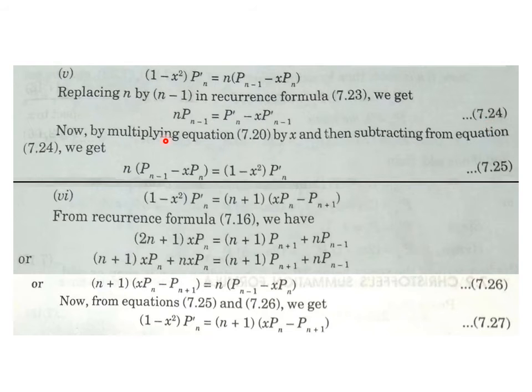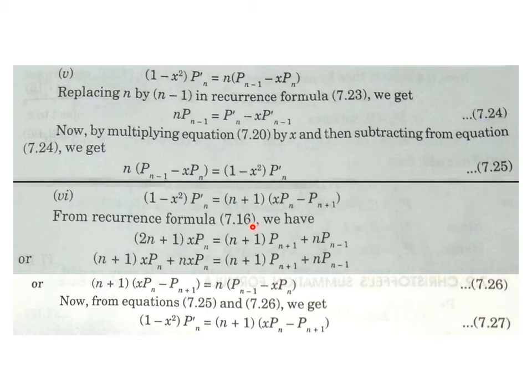And then we are multiplying equation 7.20, if you remember, the second recurrence relation, by x, and then we are subtracting that from equation 7.24, and by that difference we obtained 7.25 as the fifth recurrence relation. Then the sixth recurrence relation's derivation is written there. We are starting from 7.16. As I already told, the first and second recurrence relations are extremely important. We will utilize them continuously.